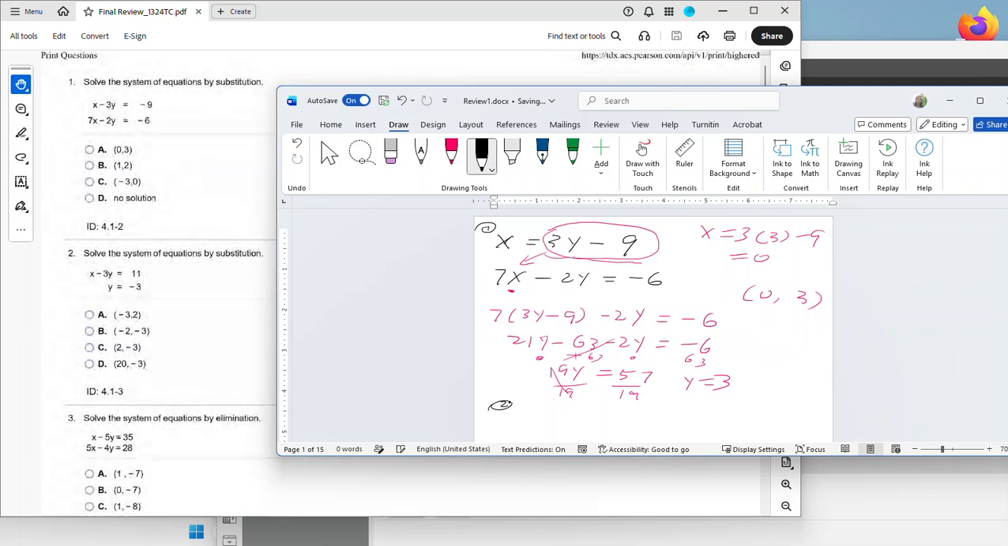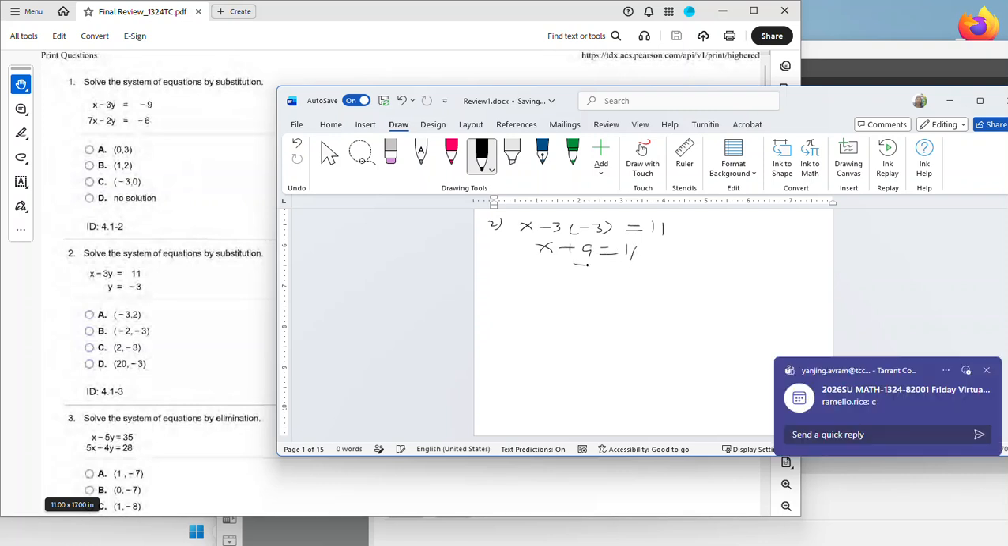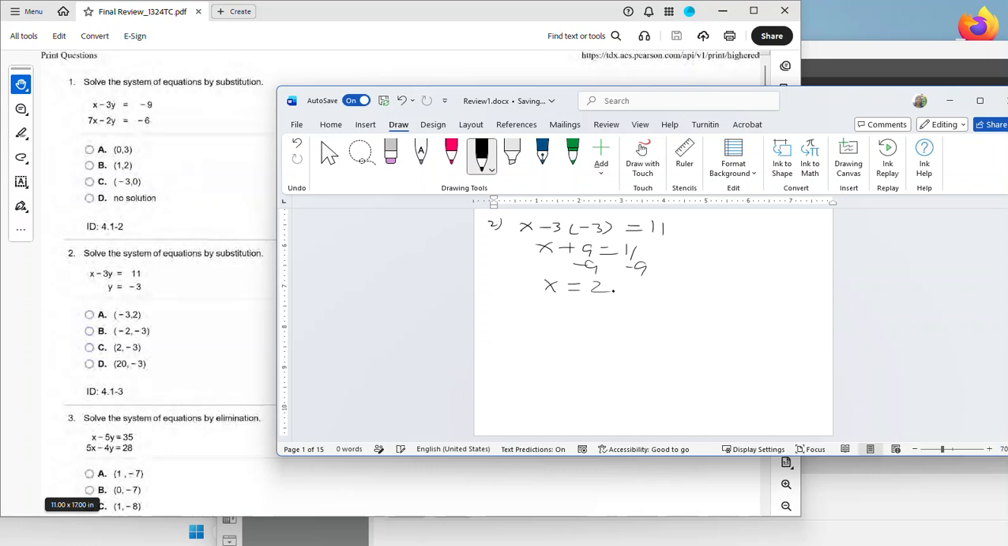Okay, so second one right here, same thing. You can use the substitution. This one is even easier. It's already giving you y equal to negative 3, right? So you only need to solve for x. So x minus 3y, y is negative 3, equal to 11. So x plus 9, right? And then you minus 9 on both sides, so x will be equal to 2. So this solution, x is 2, y is negative 3. y is already given to you, so you don't have to solve for y.